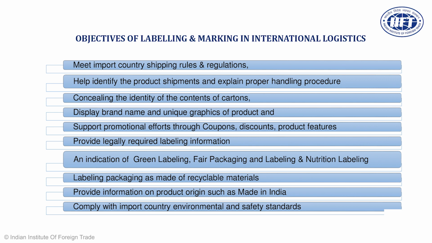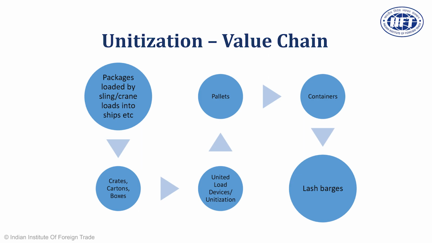In addition to that, one should also know in logistics the role of unitization, because once goods are manufactured, they're packed. Once they're packed, they have to be unitized for the purpose of easy dispensing, easy handling, and during the course of loading and unloading in international trade. So packets are created into crates, crates are created into units, units into pallets or containers, and then finally it goes to a vessel, either by vessel or by LASH barges. That is the value chain that we should understand.